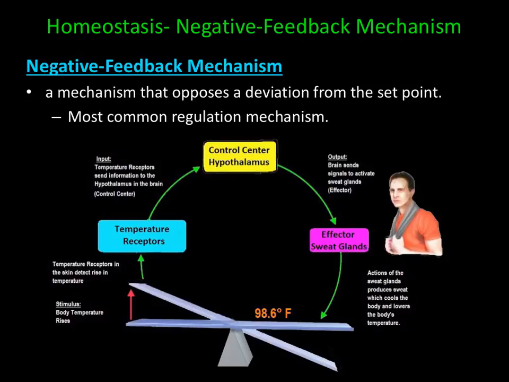Below is the negative feedback mechanism for body temperature. In this illustration, 98.6 represents the set point. A deviation occurs when the body temperature rises. Temperature receptors in the skin detect the rise in the temperature. These temperature receptors then send the information to the hypothalamus in the brain. Next, the brain sends signals to activate sweat glands, which causes them to produce sweat, which cools the body and lowers the body's temperature. Sweating opposes the initial rise in body temperature.